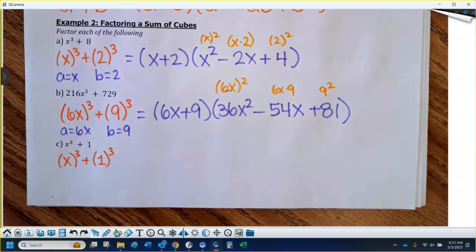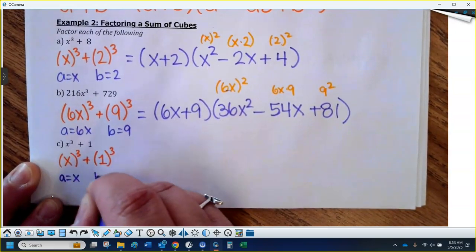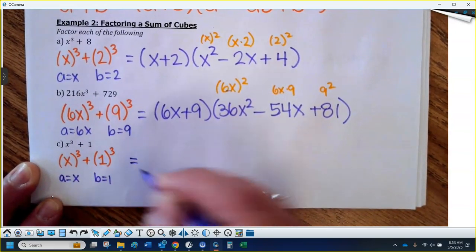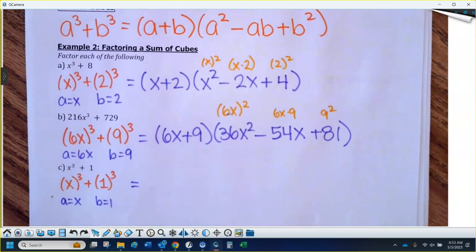So we can put this in here. And here, your a would be x, and your b would be 1. Here, let me pull that back down so you can see the formula. All right, see if you can set this one up. So your a is x, your b is 1. What would it look like if I put it in that factored form? So you're going to have a little set of parentheses with just 2 terms, and then you're going to have a quadratic.